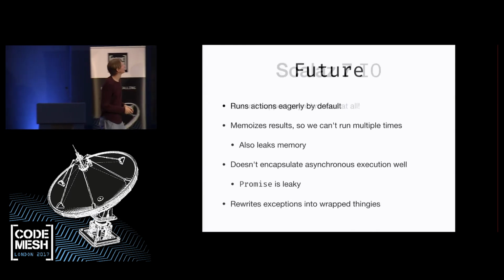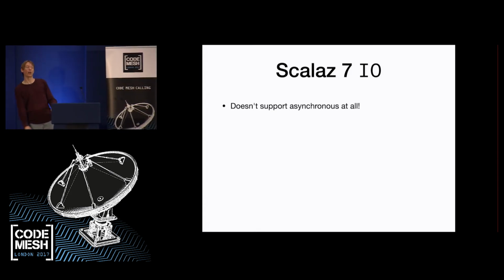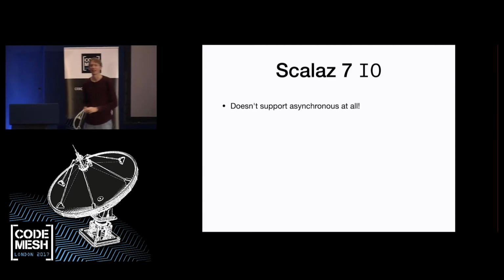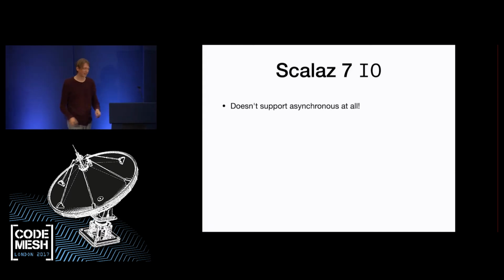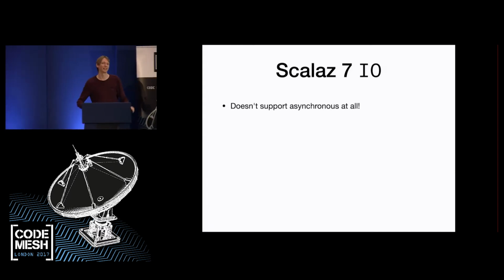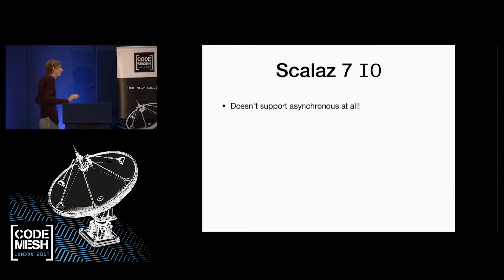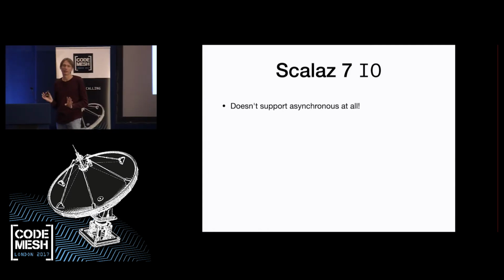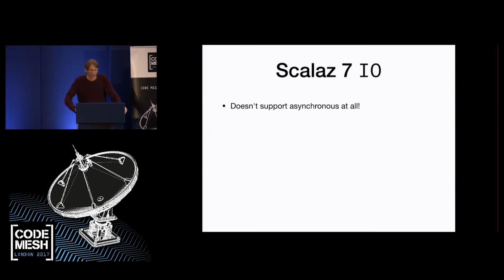But there are some other options. So Scalaz 7 has something conspicuously called I/O, which one would think would more or less satisfy our criteria. But unfortunately, it suffers from the limitation of being directly ported from Haskell in an extremely naive way, and it really doesn't support the features that we need at all. So Scalaz 7 I/O doesn't support asynchrony in any respect. There's no support for callbacks whatsoever, which is kind of a problem.